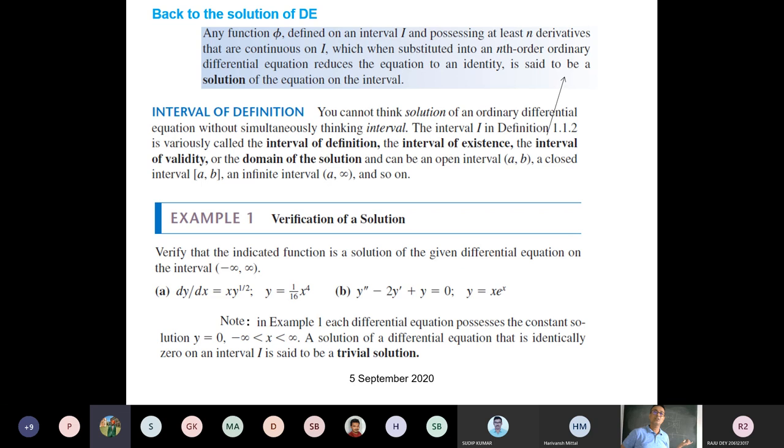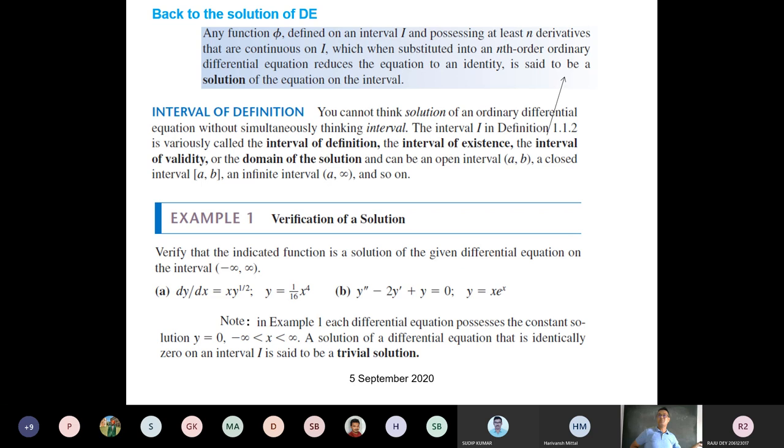Now simply look at those equations in the slides and the given solution. If you plug in those values of y, for example, in the very first case, dy dx equal to x y to the power half, then if you plug in y equal to 16 x to the power 4, it is going to be a solution, right? You can easily check it. You don't have to try to solve the given equation. You simply plug that in, and if it satisfies the differential equation, then it is a solution. Is it okay with everybody?